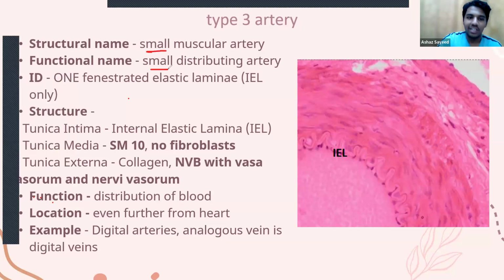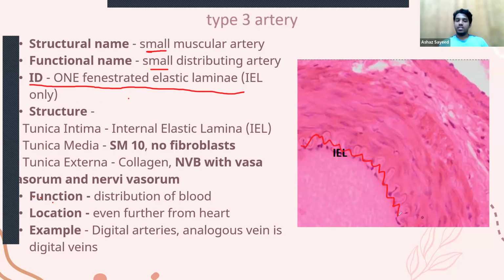Small muscular artery, small distributing artery. The identification here is one elastic lamina. We started at 70, we dropped it down to 2, and now in type 3 arteries, we are at 1. See this layer? This convoluted layer right here, that's your internal elastic lamina. That's the only one there is. You don't have an external elastic lamina.